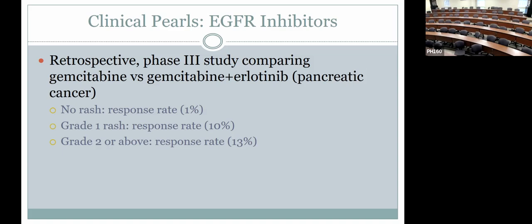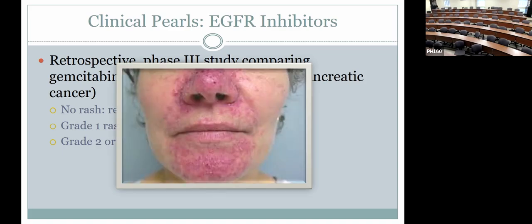I've also included a picture of what the rash may look like. It may be a little blurry there, but as you see, it kind of resembles an acne rash that we're all kind of familiar with.